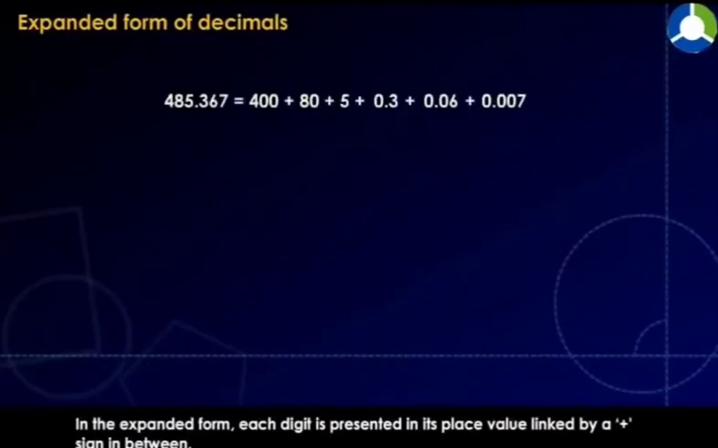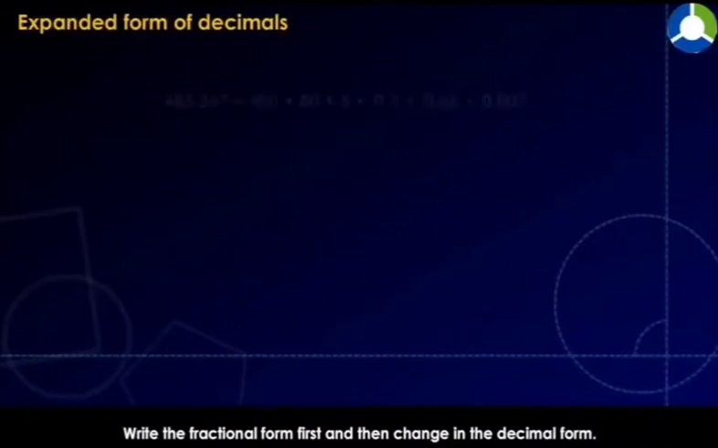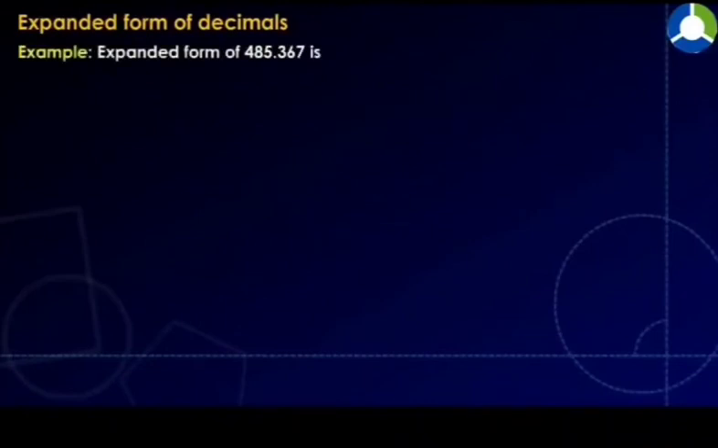Expanded form of decimals. Expansion of decimal numbers follows the same procedures of expansion of numbers. In the expanded form, each digit is presented in its place value linked by a plus sign in between. Write the fractional form first and then change it to the decimal form. Look at the example. Let us take one example to make it more understandable.